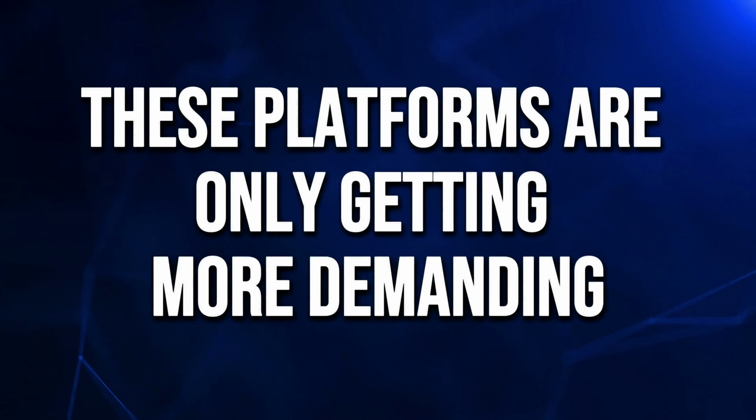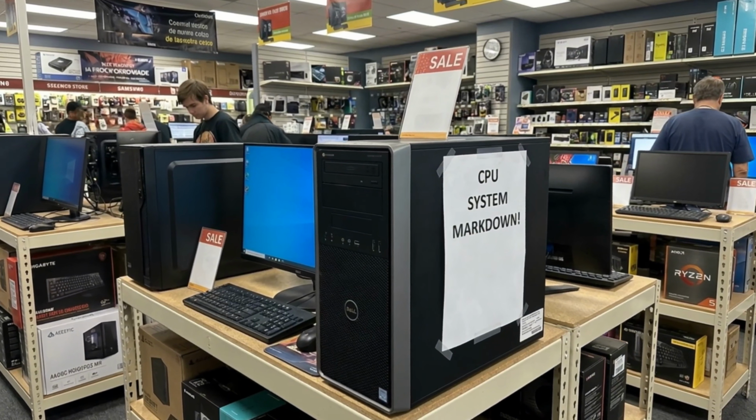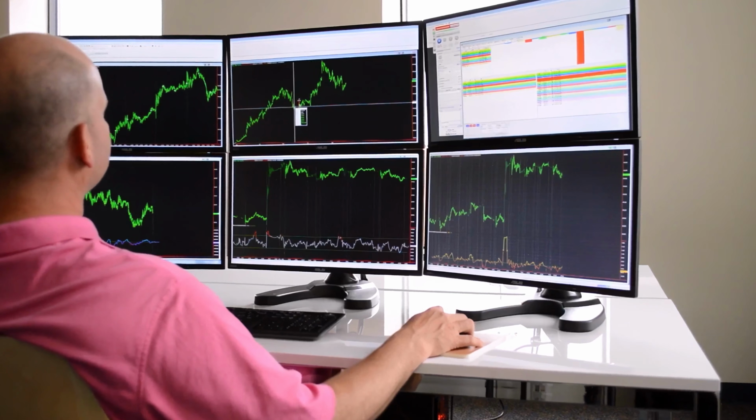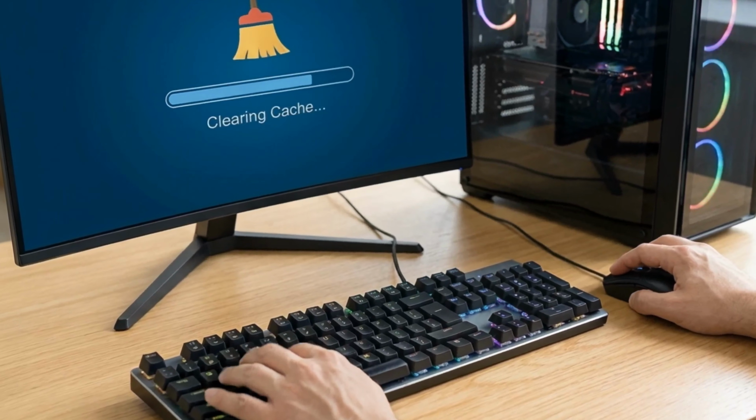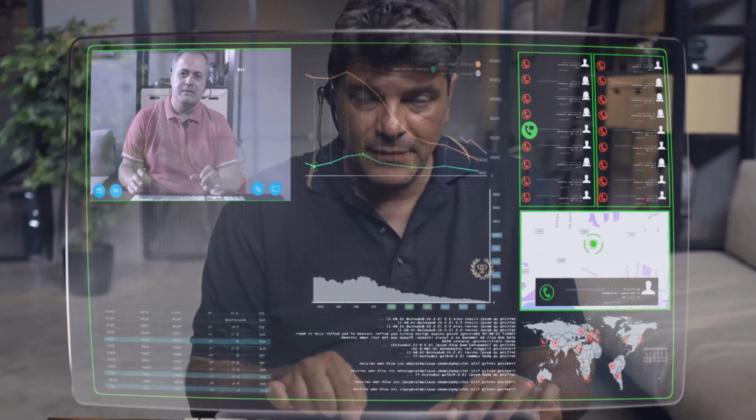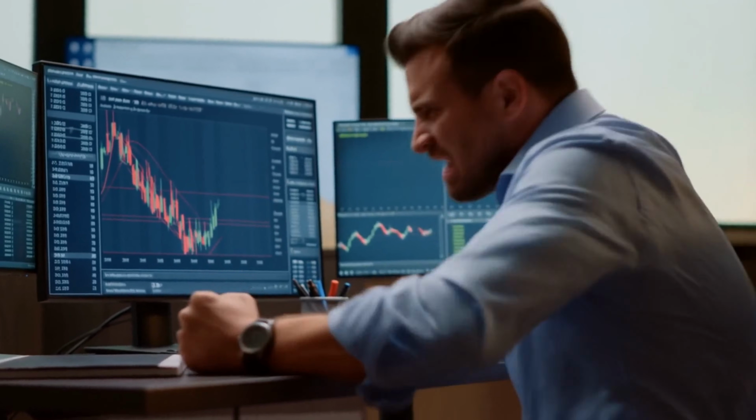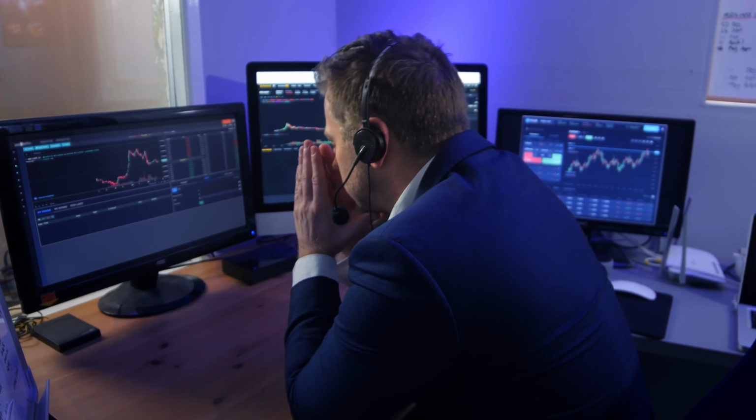These platforms are only getting more demanding. Data streams are only getting faster. The gap between a Best Buy special and a real trading machine is only getting wider. So basically, you just have 2 options. Option 1, keep clearing your cache, keep calling overseas support, keep missing trades, keep hoping the next update will magically fix it. Spoiler, it won't. Option 2, accept that your computer is the weakest link in your trading business and do something about it.